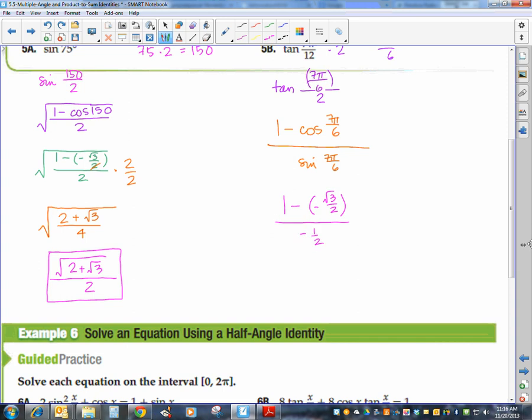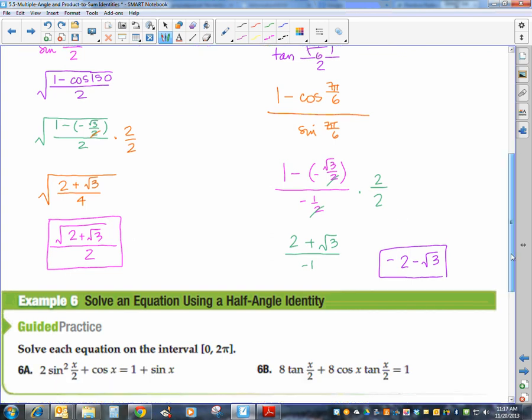Negative 1/2. So again, there are my complex fractions that I'm going to multiply top and bottom by the least common denominator. 2 times 1 is 2. Negative and a negative is a positive. If I have a fraction, it cancels. So I get 2 plus the square root of 3. That one cancels as well, over negative 1. And of course, I said negative 1 but I didn't write it. So bring that up, and that gives me a final answer of negative 2 minus the square root of 3.